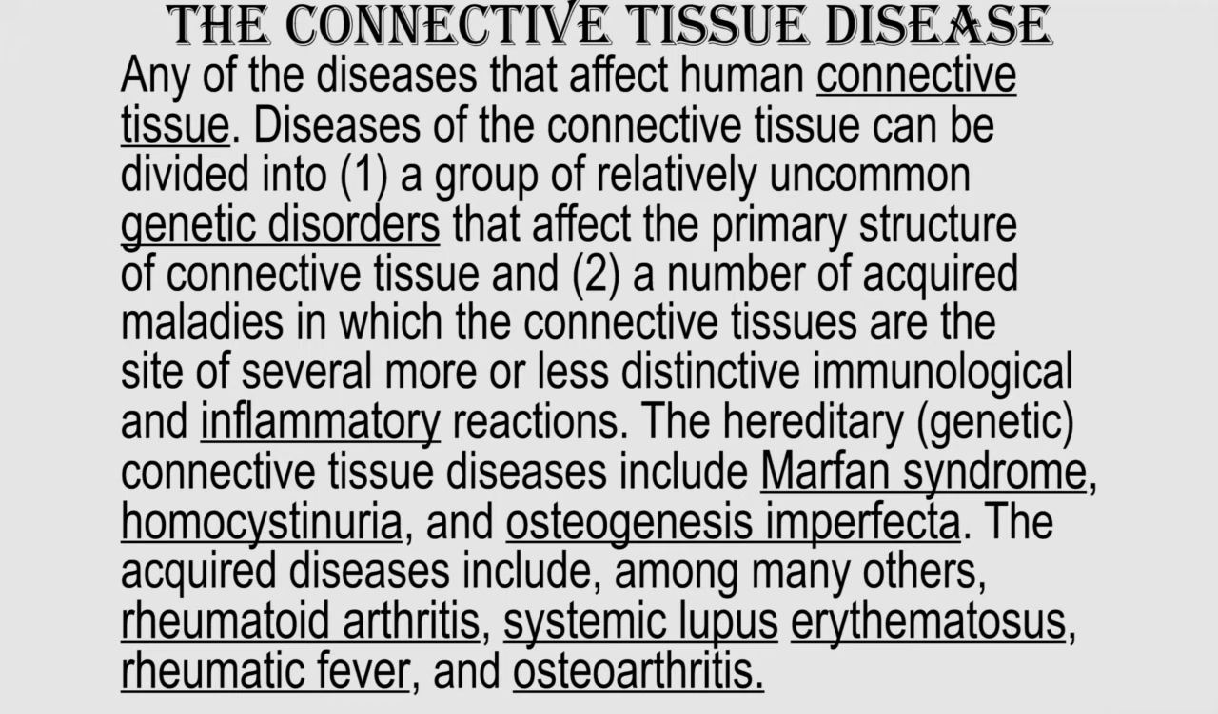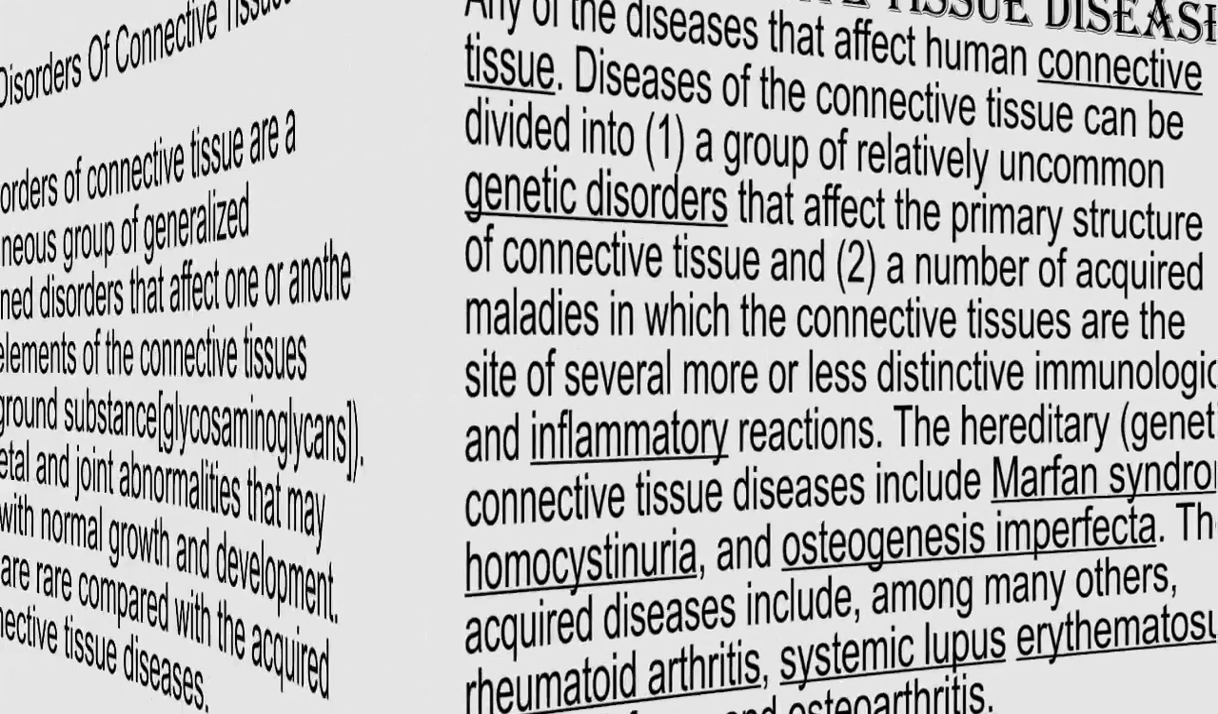Hereditary, genetic connective tissue diseases include Marfan's syndrome, homocystinuria, and osteogenesis imperfecta. The acquired diseases include, among many others, rheumatoid arthritis, systemic lupus erythematosus, rheumatic fever, and osteoarthritis.